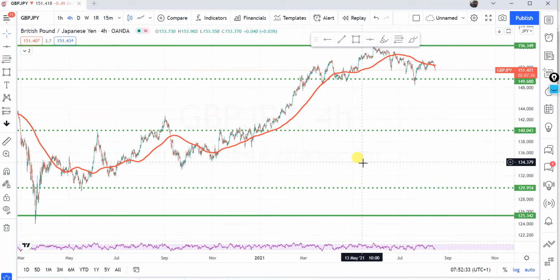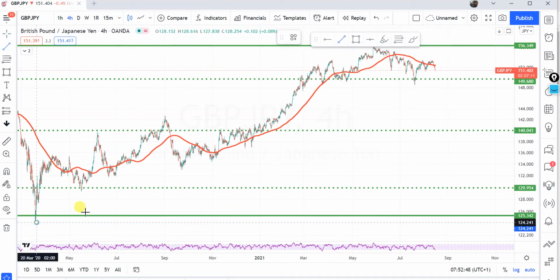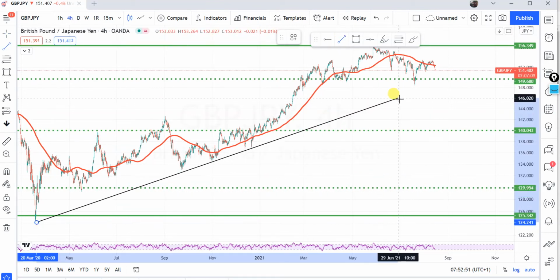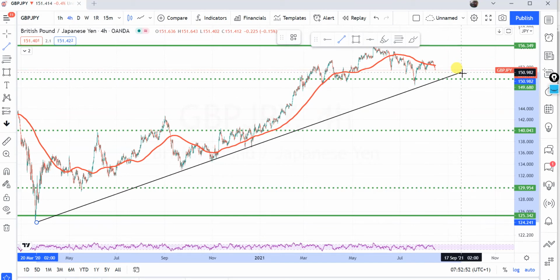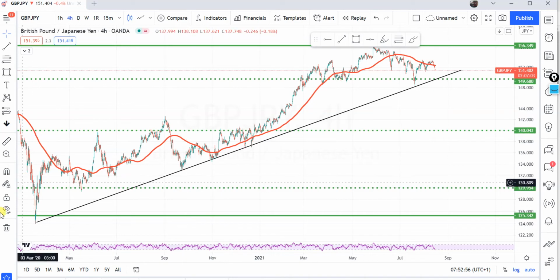You can see that this market has been heading north since 23rd of March 2020. So we draw a trend line now to connect from the low to the high. Whenever the market touches this level, it always pulls back up. It gets to this level, it always pulls back up.